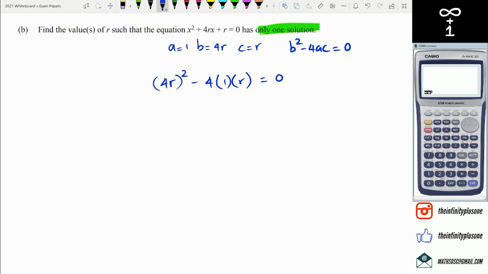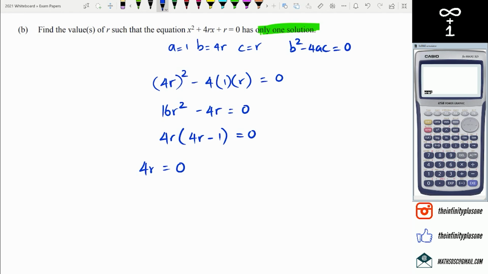So expanding 4R squared is going to be 16R squared minus 4R is equal to 0. And you can see a nice little quadratic here with 4R as a common factor. So we can get 4R(4R minus 1) equals 0. So once again, we've got a quadratic which equals 0, so you're going to get two solutions.